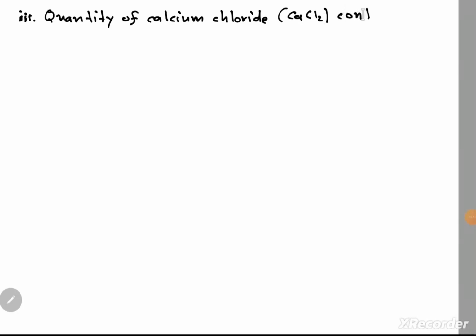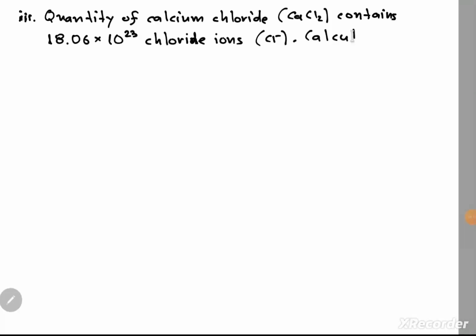Let's see the third example. A quantity of calcium chloride contains 18.06 times 10 to the 23 chloride ions. Calculate the mass of calcium chloride.